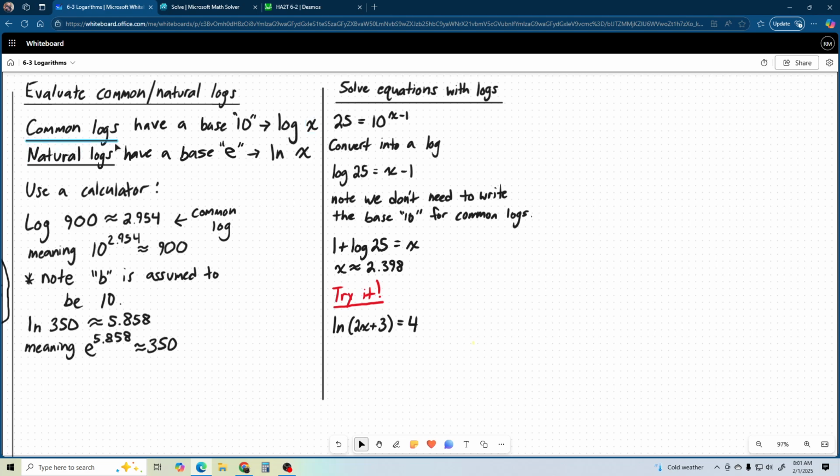Now, natural logs are the same thing, but instead of having an assumed base of 10, they have an assumed base of e. And if you remember from your problems before, we had the form, I can just write it out here, P e to the power rt. So we had a base of e.